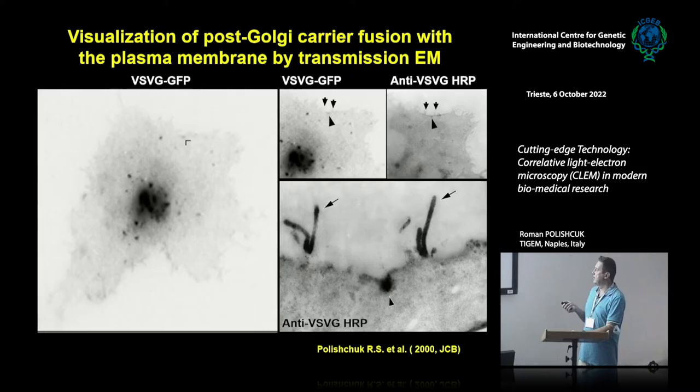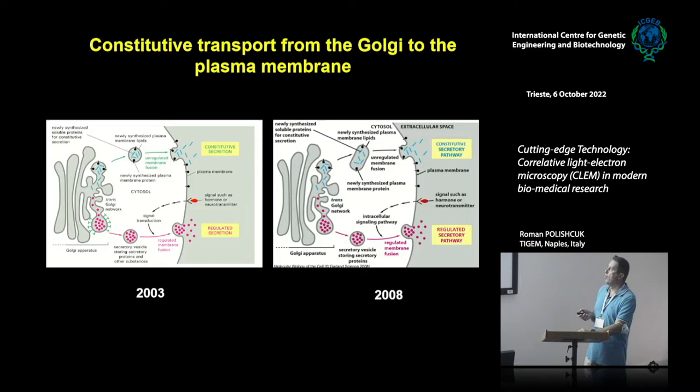This means that the transport intermediate derived from the Golgi really reached the plasma membrane and established the contact with it and fused. Otherwise, antibodies against the ectodomain of VSVG wouldn't enter it. So at this point, we proved that really these transport structures, which are very different from what was thought in the textbook, vesicles, were carrying bulk flow of the proteins from the Golgi to the plasma membrane. This was a kind of achievement, because if you look at the two pictures from the textbook Molecular Biology of the Cell of 2003 and 2008, this part has changed.